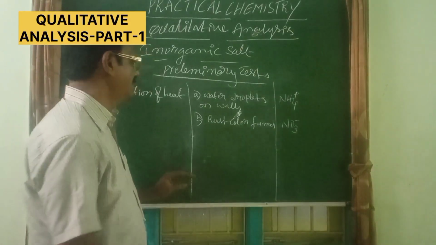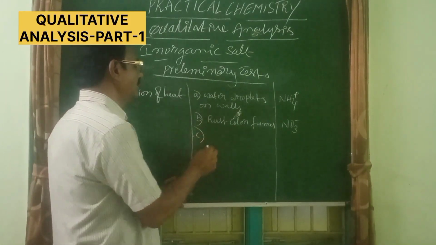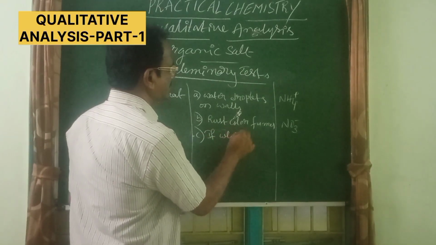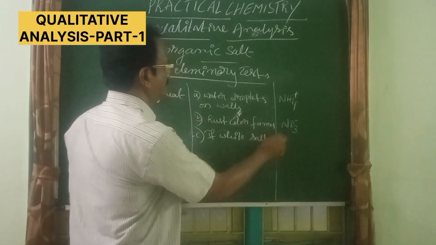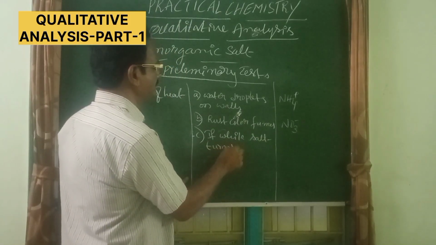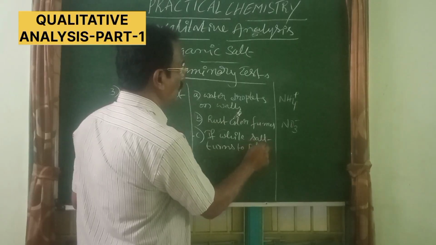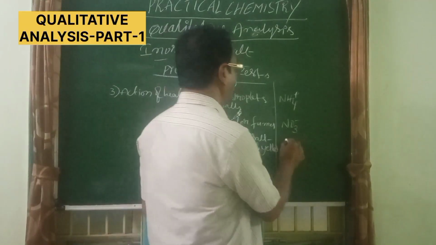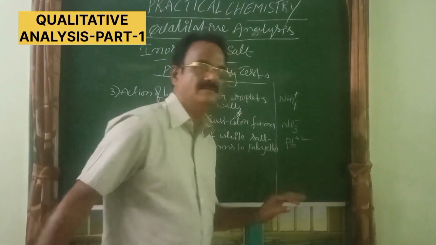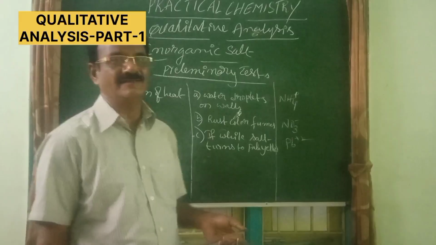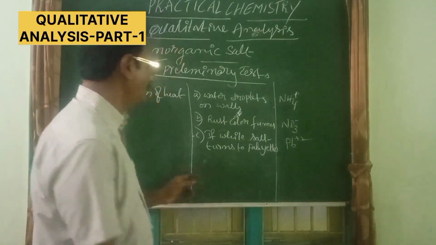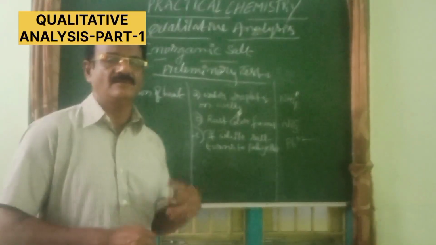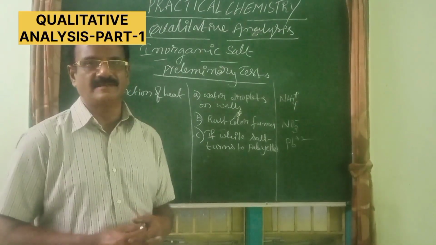Is it clear? Next observation: if a white salt turns pale yellow, there may be lead in the given salt. There may be lead in the given salt. So if there are no such observations, there is no issue. Then we have to proceed to another test.